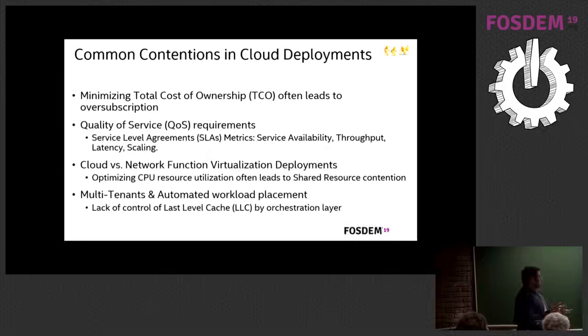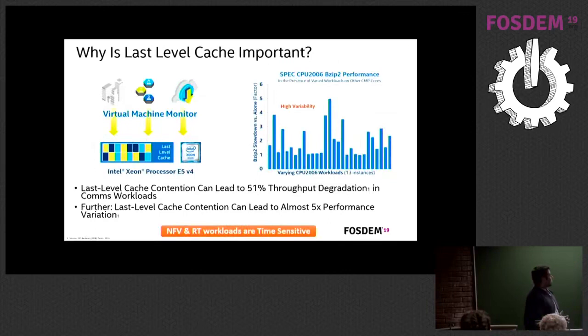Although cloud and NFV deployments have many subtle differences, more often optimizing these hardware resources, especially CPU resources, leads to shared resource contention. These shared resources are mostly your last level cache on a CPU, memory bandwidth, PCI bandwidth. In today's deployments, most of the orchestrators, maybe Kubernetes, OpenStack, don't have mechanisms to control these shared resources so that you can provide more determinism. So we'll dig into a little more to see how you can achieve that.